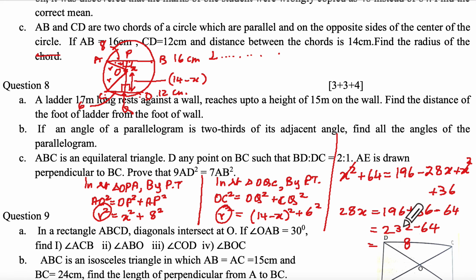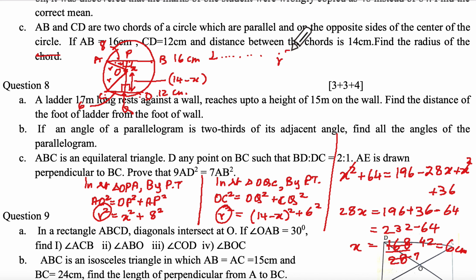Add these two, see if you get that. What is 168? 168, no? 22 minus 8 is 6. Minus 6 is, yeah, correct. So x will be equal to 168 upon 28. X came out to be 6 centimeter.